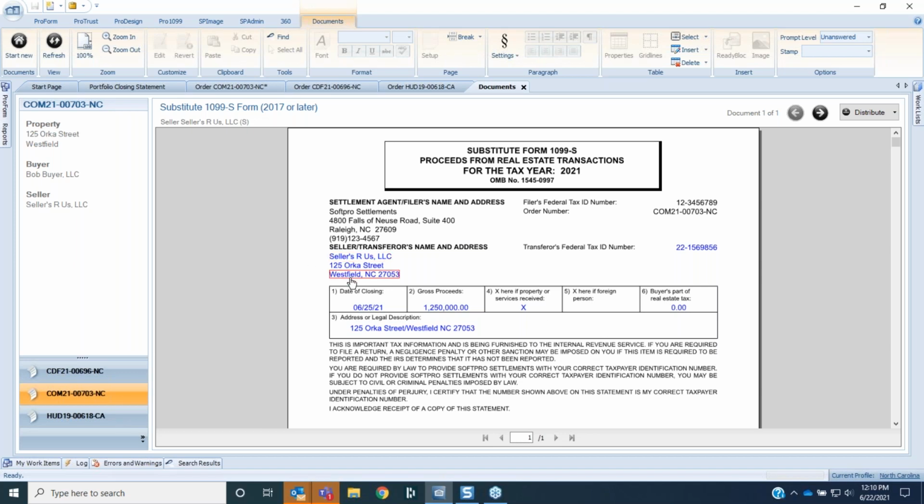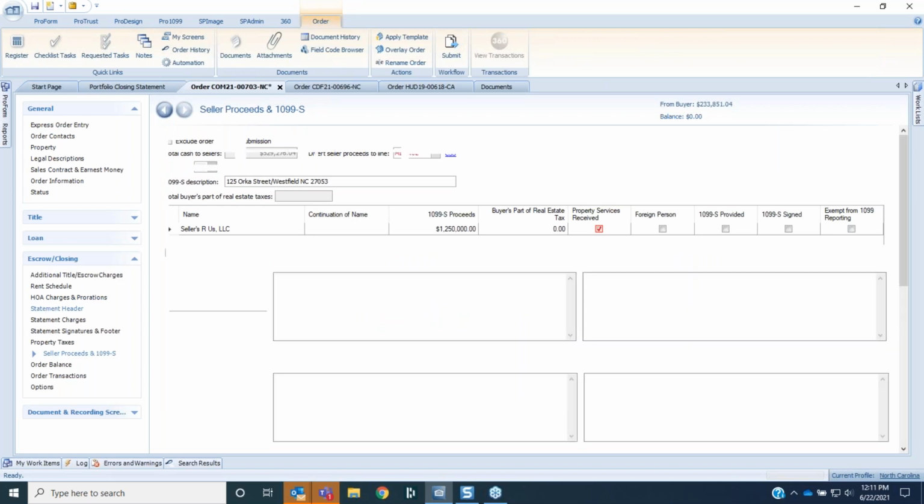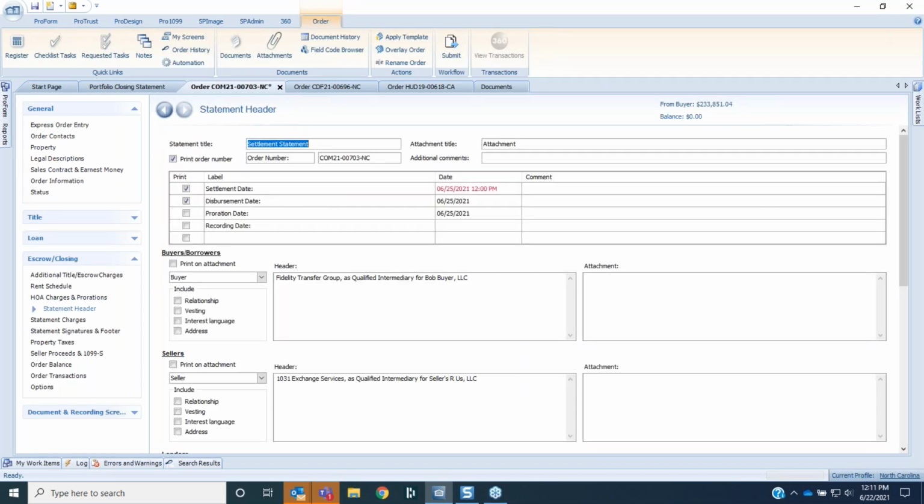So the system is going to capture all the information needed. Notice I didn't have to change my seller's name. The QI is not showing up on this 1099. It is drawing directly from the seller. There's also documents that might have to be populated. So I'm going to go back to my order, and I'm going to show you our statement header. Because I have associated a QI to my buyer and a separate one to my seller, notice that the header of my document, my settlement statement, is going to populate with that QI information.